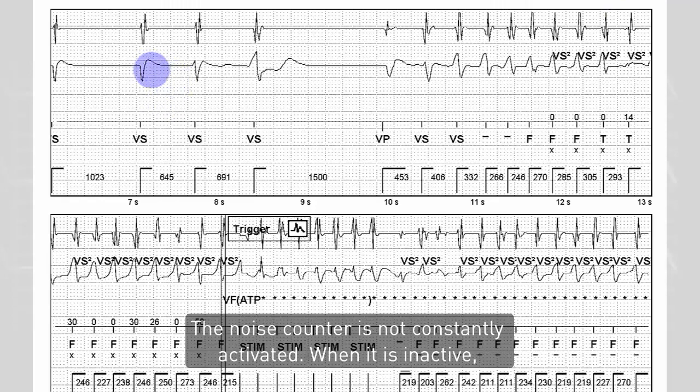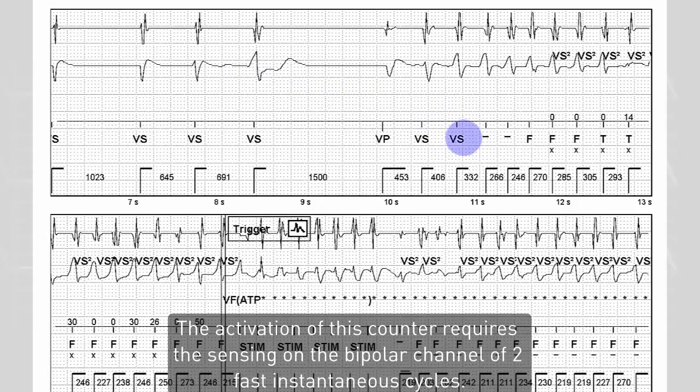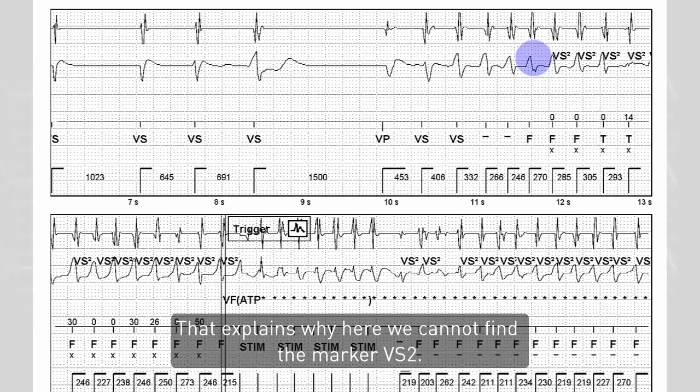The noise counter is not constantly activated. When it is inactive, the VS2 markers are missing on the discrimination channel. The activation on the bipolar channel of 2 fast instantaneous cycles. This second cycle is followed by 350 milliseconds of warm-up, where sensing is not possible on the discrimination channel. That explains why we cannot find the marker VS2.